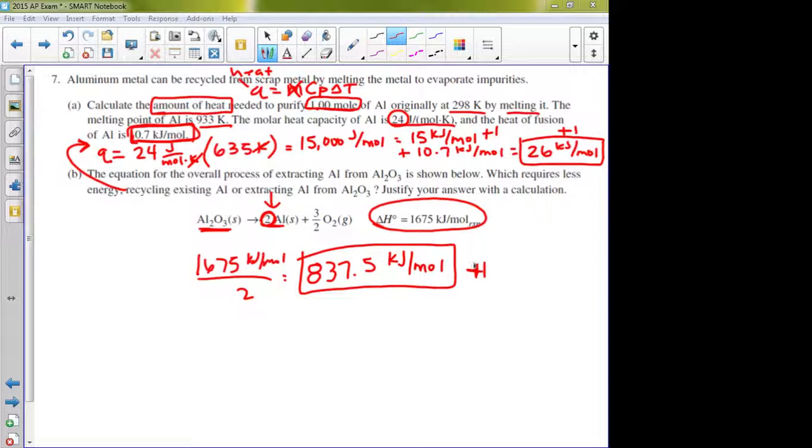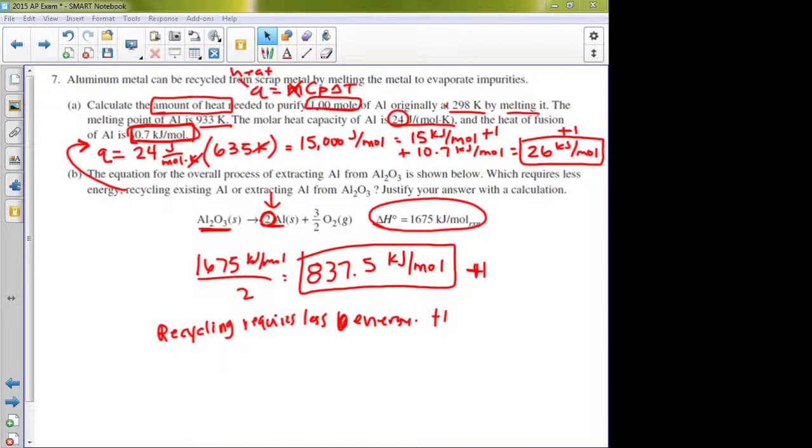So which one requires less energy? Recycling or extraction? Recycling. So you would say recycling requires less energy. And then they would give you 1 point for making the correct comparison. And that's it.